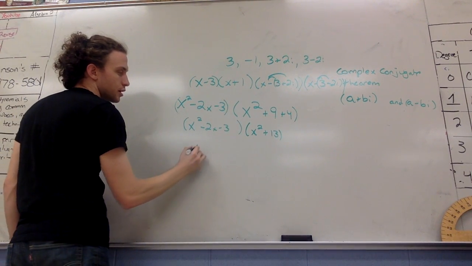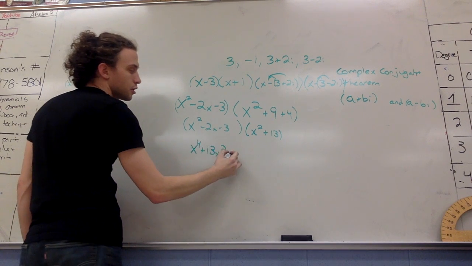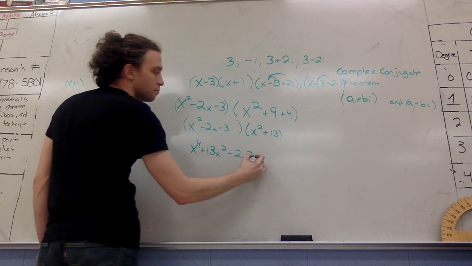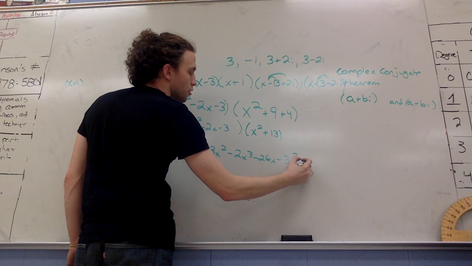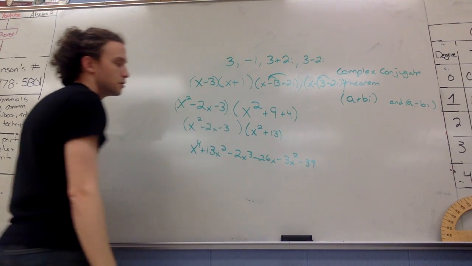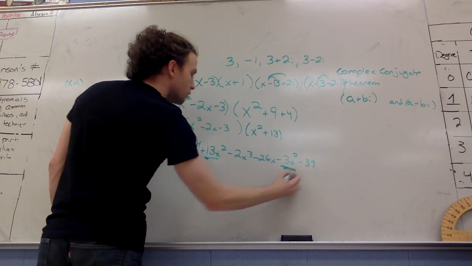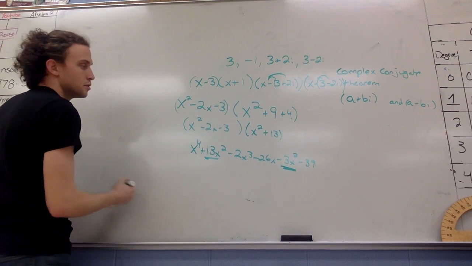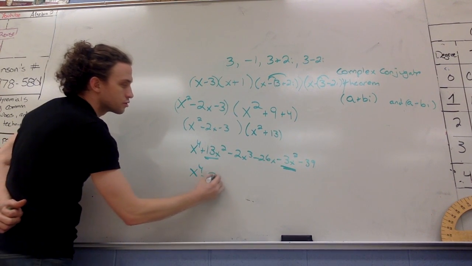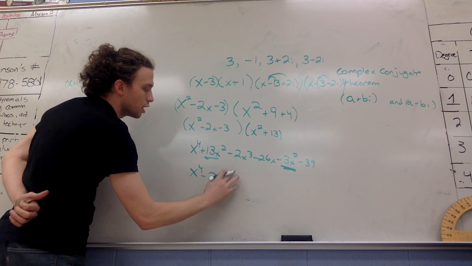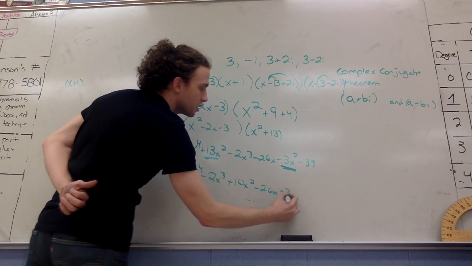Distribute this out. I get x to the 4th plus 13x squared. I'm going to get negative 2x cubed minus 26x. Then I'm going to get negative 3x squared minus 39. Combine like terms. I have like terms here. And that's it. Okay. I have x to the 4th minus 2x cubed plus 10x squared minus 26x minus 39.